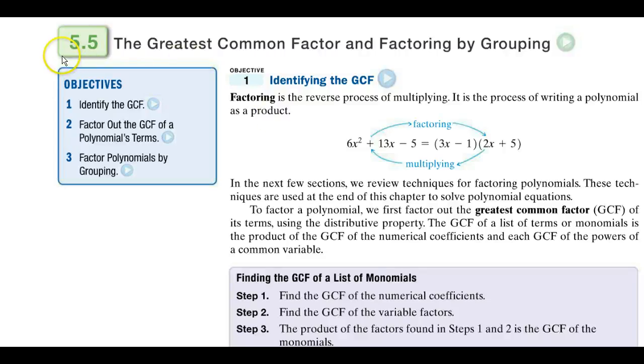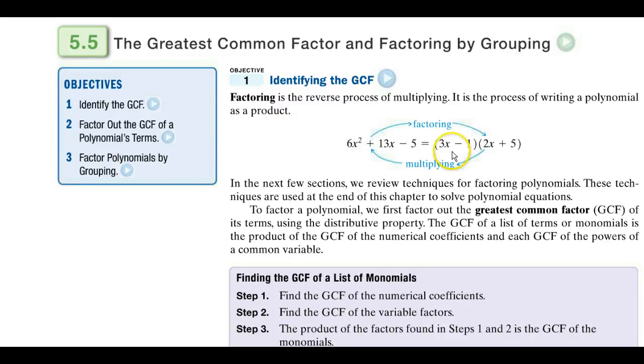In section 5 of chapter 5, we're going to deal with the greatest common factor and factoring by grouping. Now, one of the things we've done so far in multiplying is multiplying monomials, binomials, and trinomials, but now we're going to reverse it.